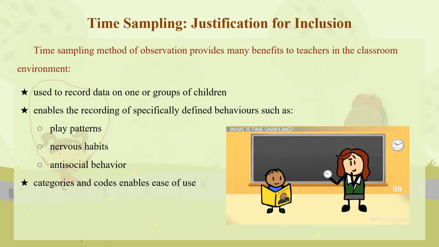Why include time sampling in this toolkit? This method provides many benefits to the teachers in the classroom environment, as it can be used to record data on more than one group of children or just one child. It also enables them to record specifically defined behaviors such as play patterns, nervous habits, or antisocial behavior. And you can record using categories or codes, which makes it easier to use.